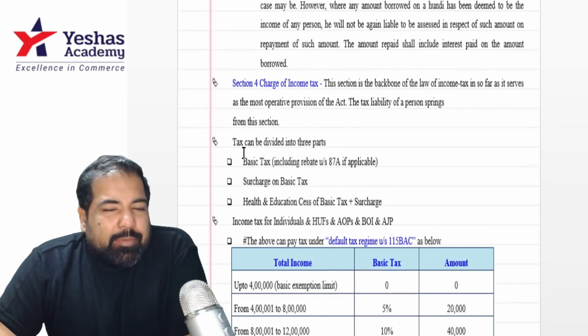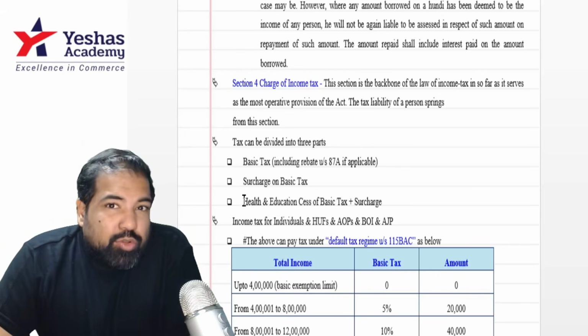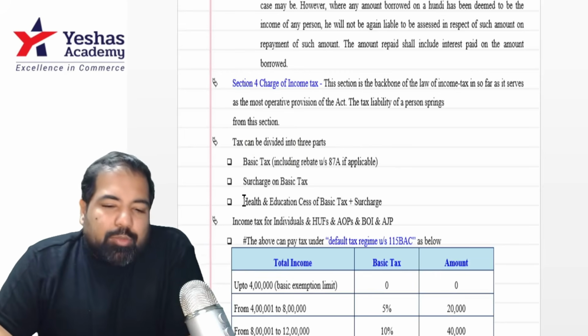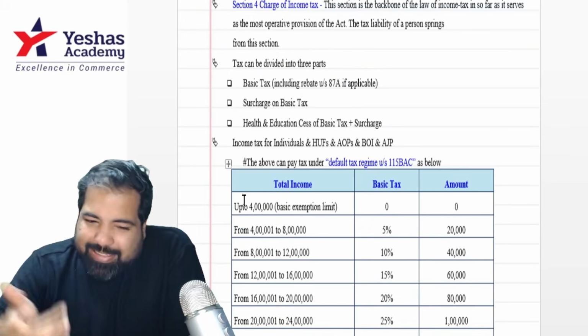Next, tax can be divided into 3 parts. The first is basic tax, next is surcharge, next is health and education cess, which you know about. If you don't know, you can reach out to me and I will explain in more detail. But this is something you already know at CA Inter. You've done it to clear that exam.